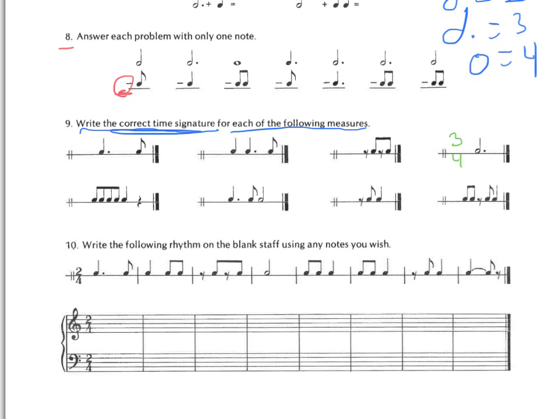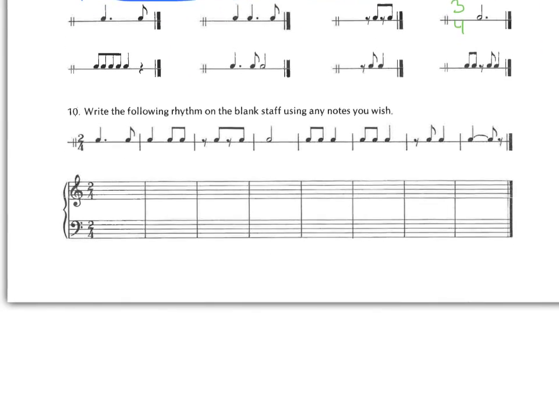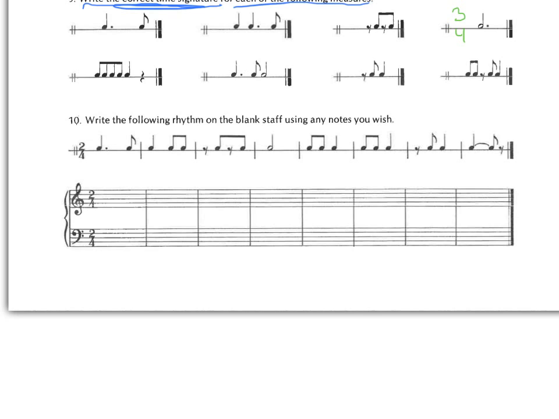Alright, so, number 10. Write the following rhythm on the blank staff using any notes you wish. In other words, you use the right rhythms, but you can put any pitches there.